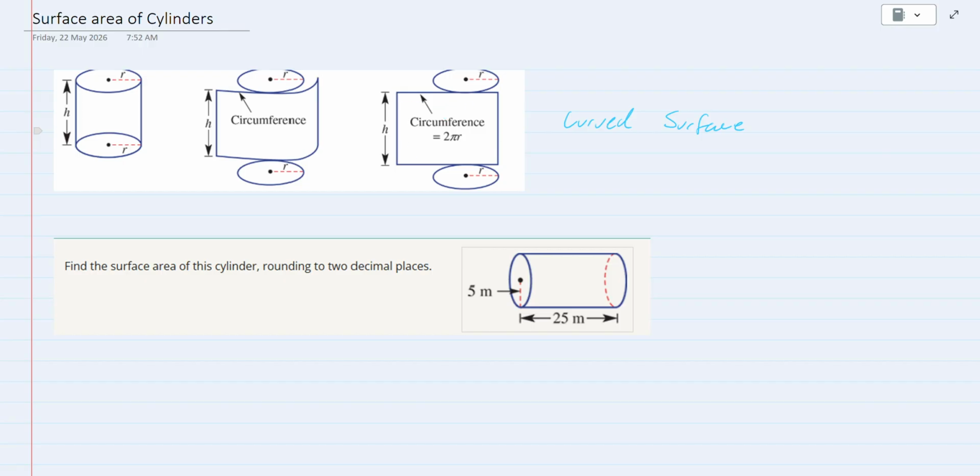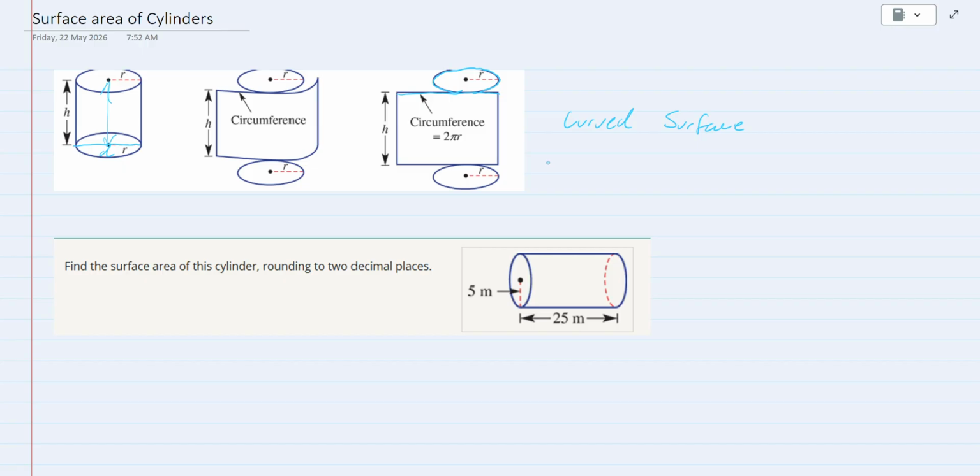But that rectangular shape isn't a perfect rectangle. The length of the top of the rectangle is equal to the circumference of the circle. So you can't take the diameter as your width. You have to take the full circumference and make it the width of the rectangle. And then the height of the cylinder can be the height or the length of your rectangle.